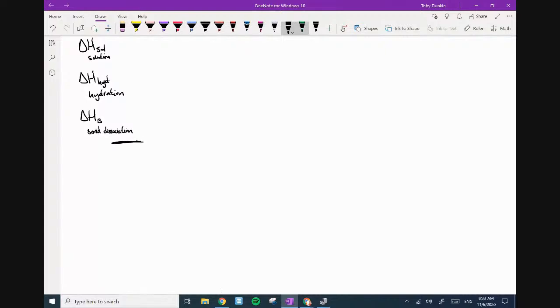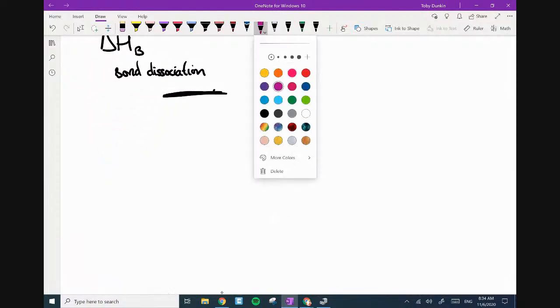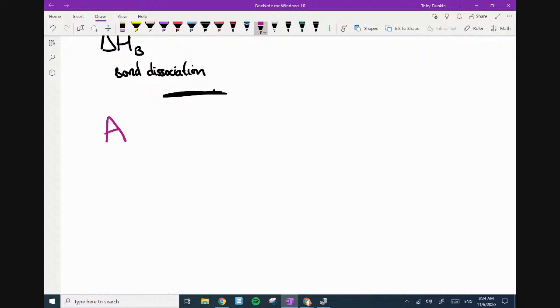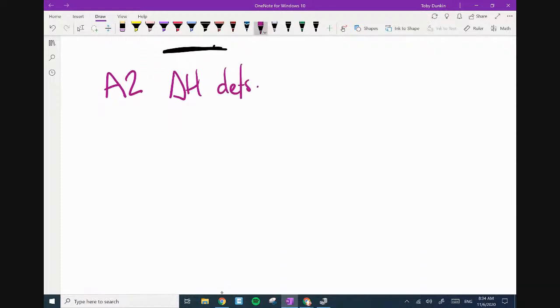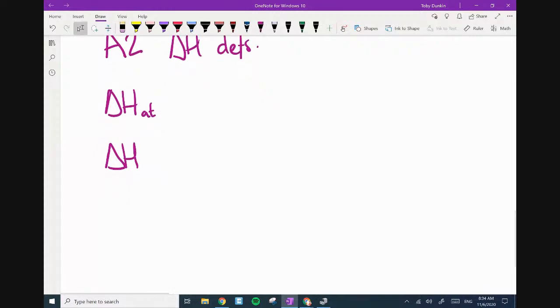Here are the A2 ones. This is see later notes. I'm going to zoom in. I just want to show you the list from A2. So A2, enthalpy defs, delta H definitions. You need, this is where it goes nuts, I've got to be careful now. We've got the enthalpy of atomization. I'm not going to bother with the writing underneath it because I'm going to give you this later on anyway. The enthalpy of lattice dissociation, I'll put lat dis.